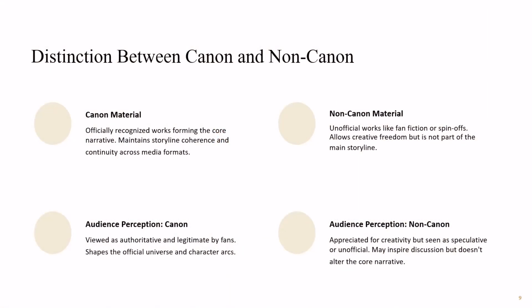Non-canon works like fan fiction, alternative universe stories, or unofficial spin-offs are not recognized as part of the main narrative. Differentiating between the two helps the author preserve the core storyline's coherence, while allowing creative experimentation in separate spaces. This distinction is crucial for franchises managing multiple media formats, ensuring official narratives remain consistent despite external variations.